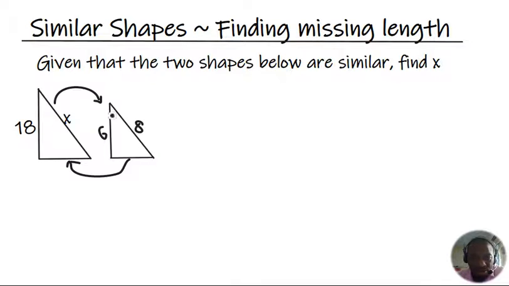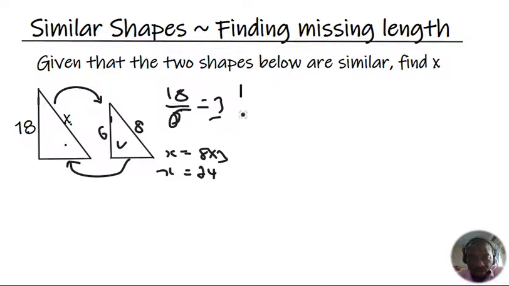So for example, the scale factor here will be 18 divided by 6, which gives us 3. This is 6. So 3 is the scale factor. 3 here means that this triangle has been enlarged 3 times to get this bigger triangle. So it means that 6 has been multiplied by 3, which is the scale factor, to get 18. So also to get x, we are going to multiply 8 by 3. So x equals 8 times 3, which gives us 24.